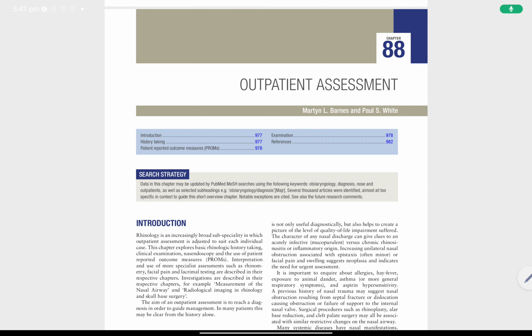Scott Brown's Rhinology, Chapter 88, Outpatient Assessment. Here we'll learn about introduction, history taking, patient reported outcome measurements, PROMs, examination, and references.